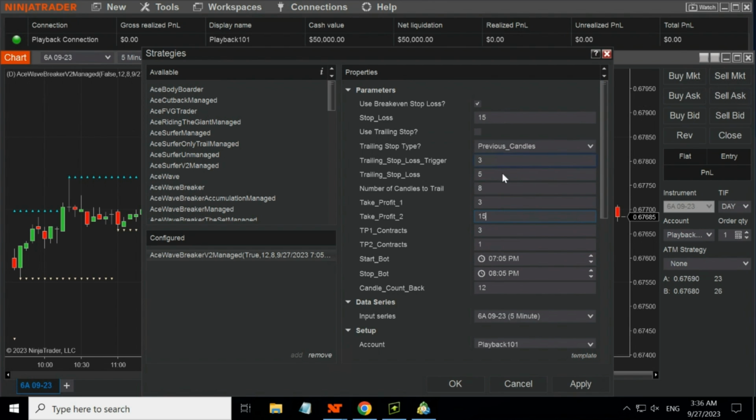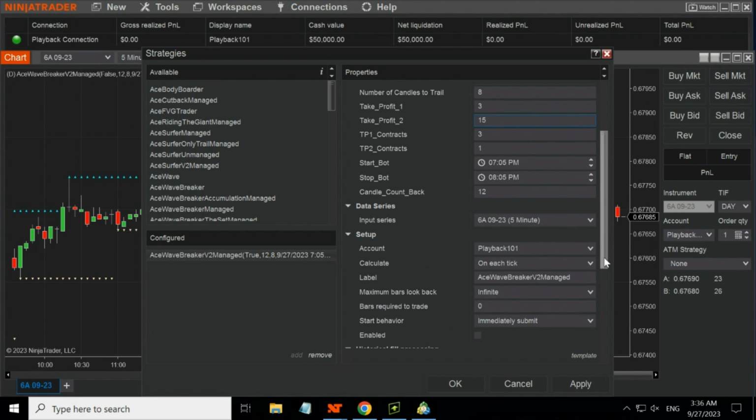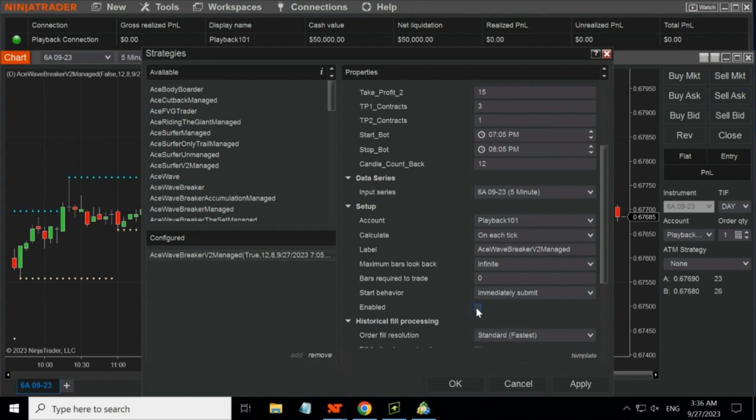Everything else is the same, but I'm not using my trail stop. What I'm doing is I'm using a break even. So as soon as I hit that 3 ticks, or as soon as price moves up above 3 ticks, it's going to move that stop loss to break even. Okay, let's have a look at this and see so you get a bit of an idea what goes on.